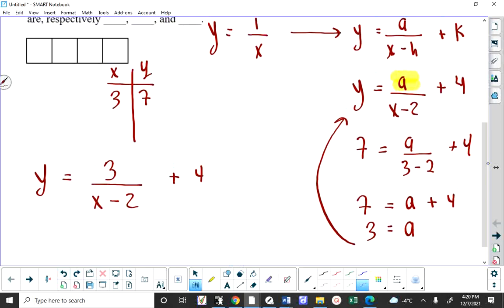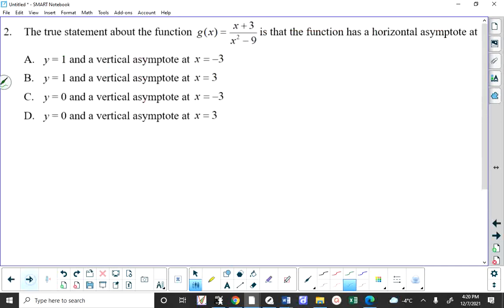A is 3, h is 2, and k is 4. And that's the answer to question 1. There is a way that you could have determined that a is 3 by looking directly at the graph, but again, I'm not going to explain this in this video.